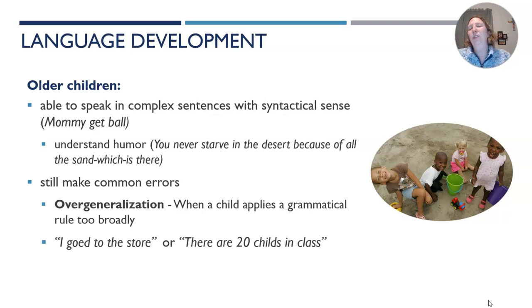But we also know that older children still make common errors like overgeneralization of grammar rules. So this is when a child applies a grammar rule too broadly. So if they know that ed goes on the end of the word for past tense, they might say I goed to the store, or perhaps for the s plural, there are 20 childs in class. So they understand grammar and complex sentences, but they still tend to make some errors here or there.